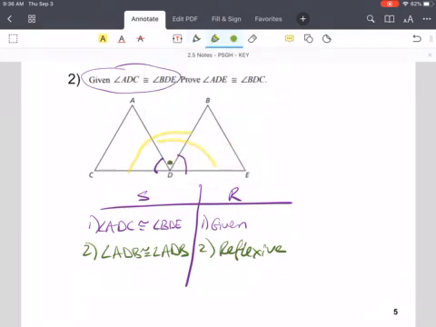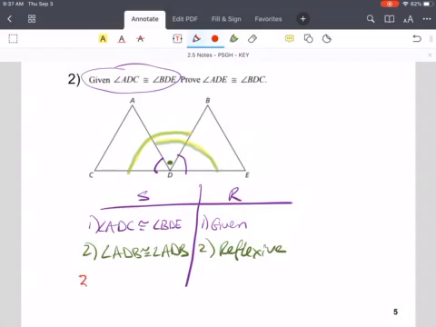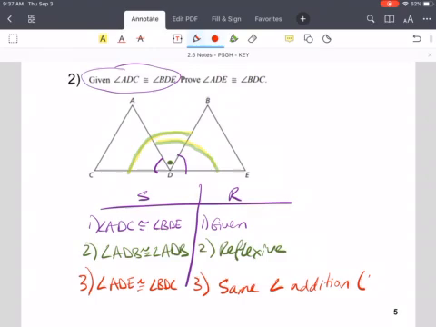Now, that purple angle plus the reflexive angle on the left, and then the purple angle and the reflexive angle on the right can combine together. So I am adding two things together. And I'm adding the same angle, so this is same angle addition. That's the property I'm using. And I added steps 1 and 2 together to give me step 3.